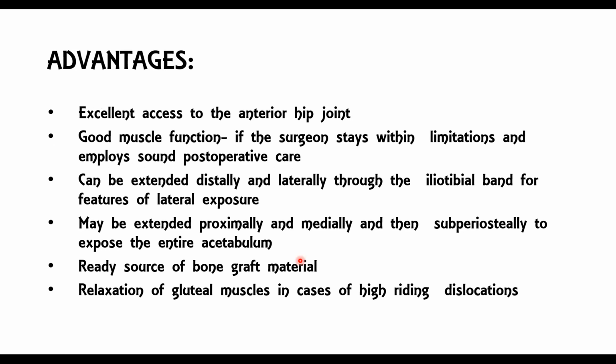Advantages: there is excellent access, good muscle function. There is an internervous plane, and you can stay within that internervous plane. It can be extended distally, as I already told. It may be extended proximally and medially to expose the entire acetabulum. Yes, the biggest advantage is you will get a source of bone graft because you are already exposing the horizontal limb. It crosses the iliac crest, so you can take a bone graft. Relaxation of gluteal muscle in case of high riding dislocations. So you can write 5 advantages.